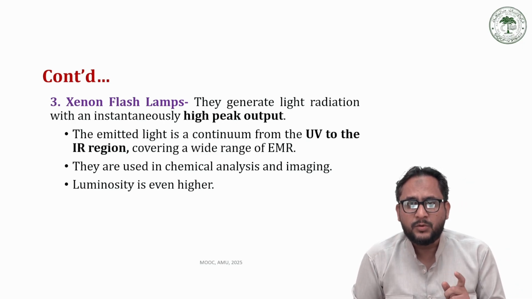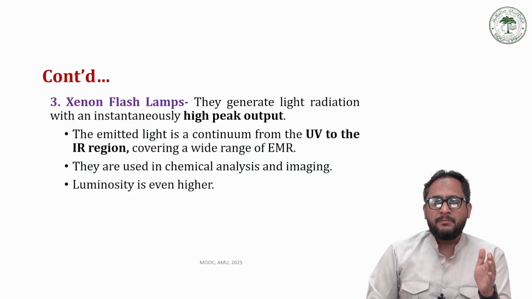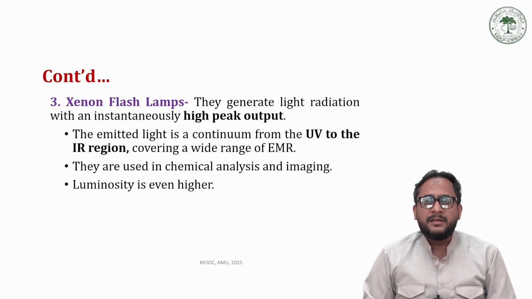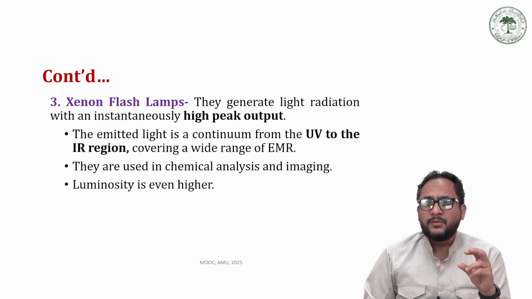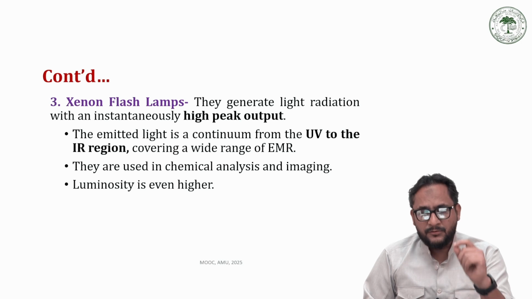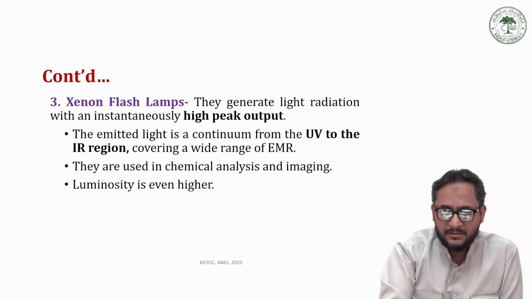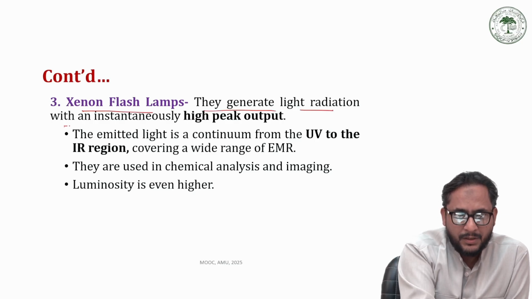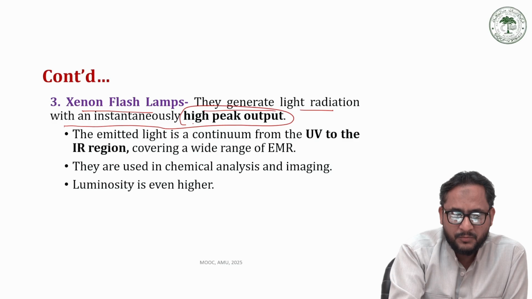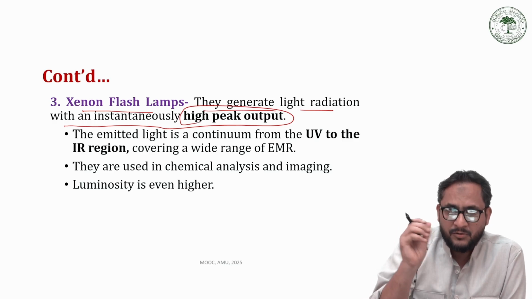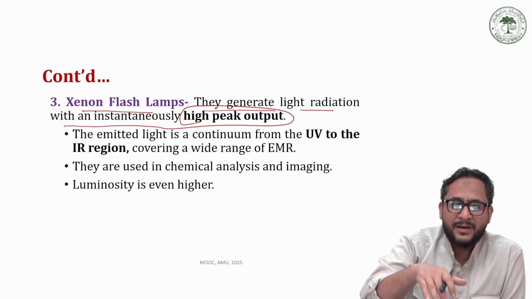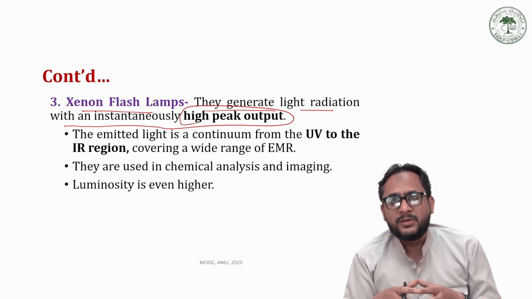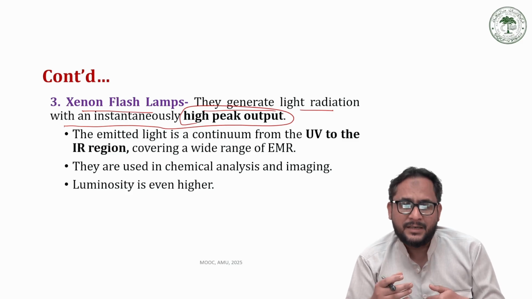As I said, xenon lamps are of two types. The first is called the xenon arc lamp, which provides a continuous bright light. The other category is the xenon flash lamp, which produces a momentary bright light only, just for a few seconds or even less than a second. So xenon flash lamps generate light radiation with an instantaneously high peak output, means their luminosity is very high, but they produce light for a very short duration, even in some cases less than a second.